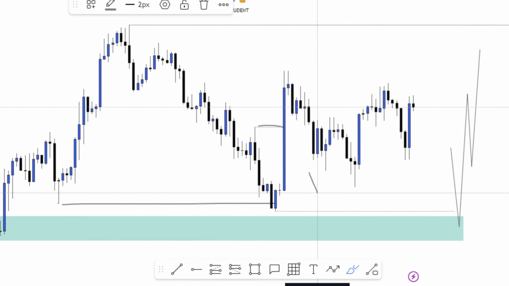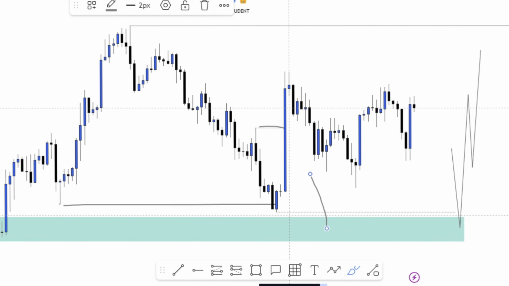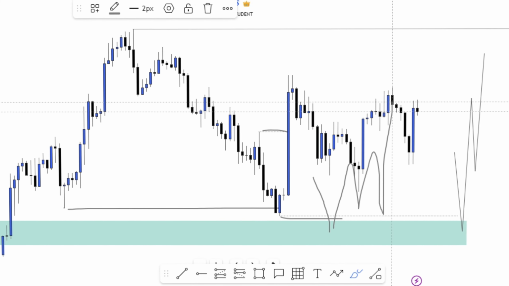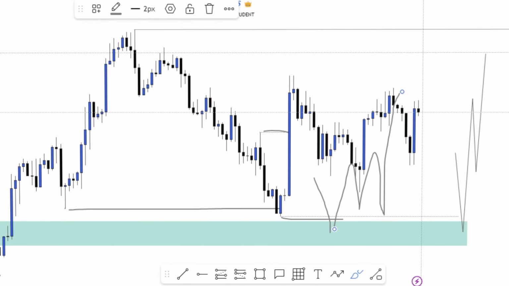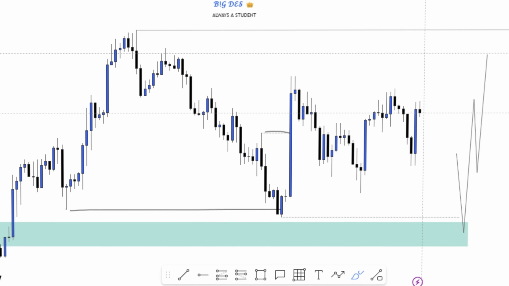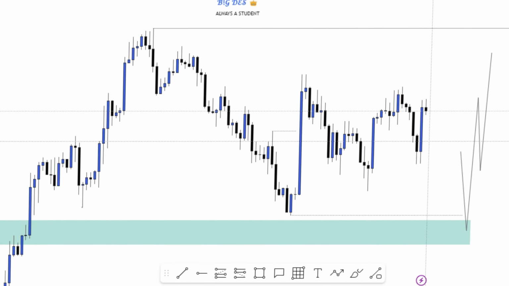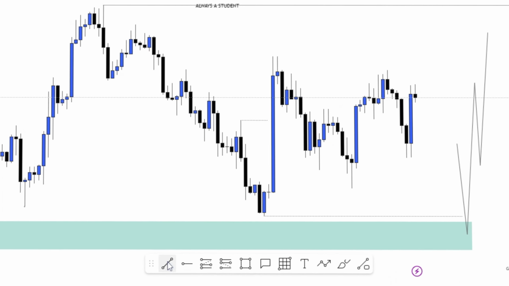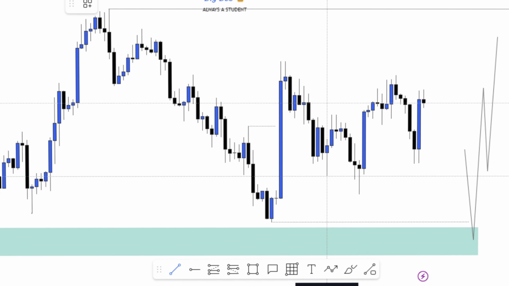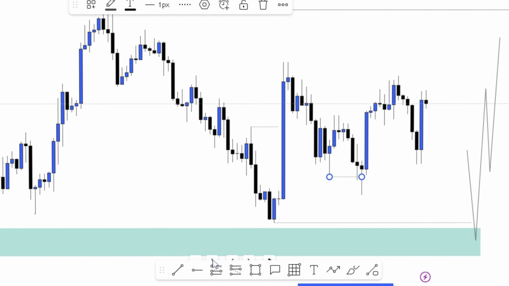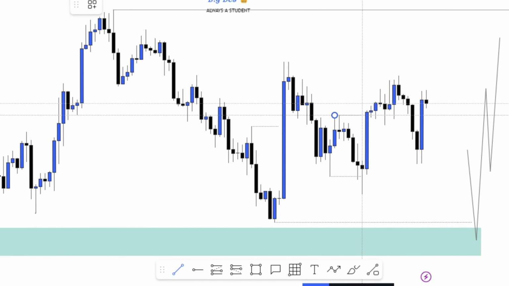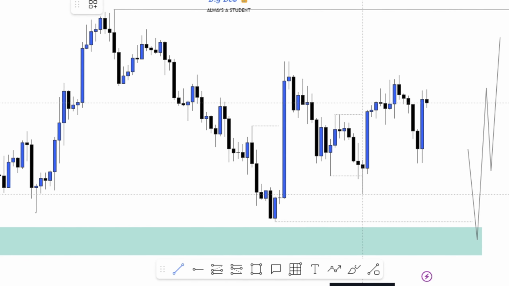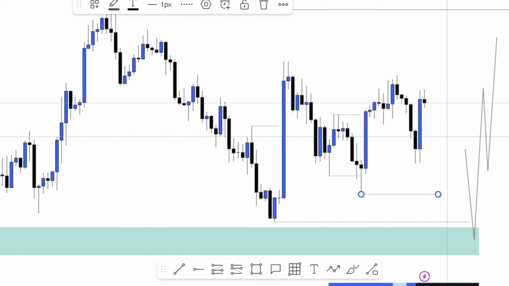Retrace into this and then take this whole leg out before giving us the reversal we needed. But instead, price gave us engineered liquidity, which is this: a sweep, a break, and then this low being engineered liquidity.